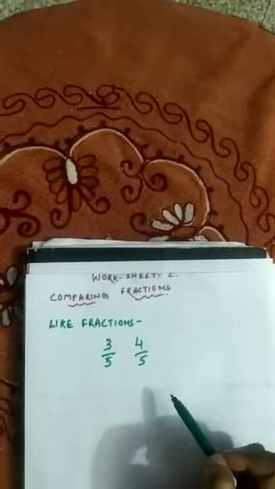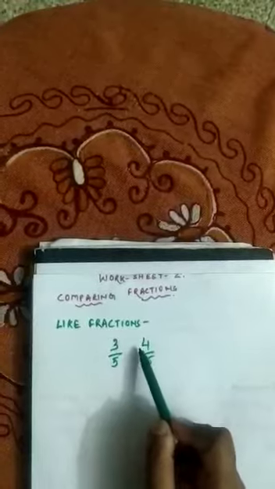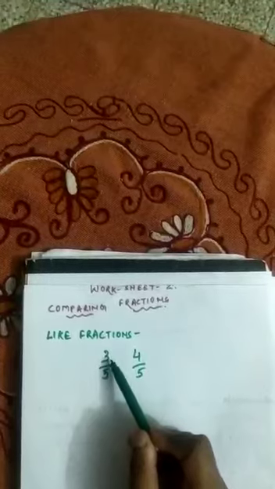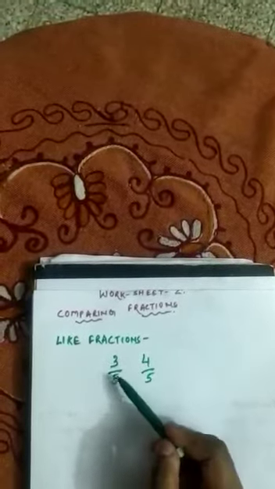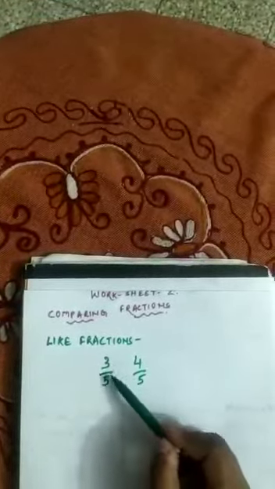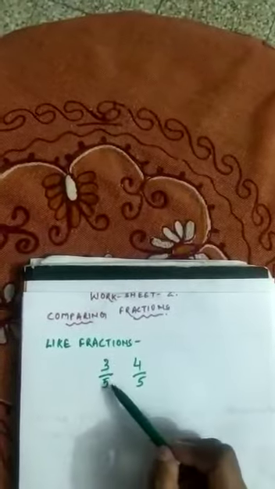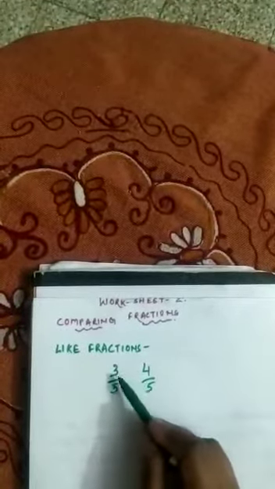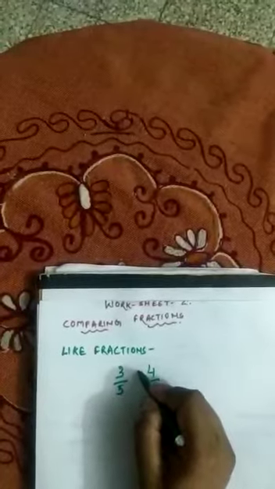So we have to find out how we will compare the like fractions. Very simple. In like fractions, the denominators are same. The greater numerator will have the greater value. If the numerator is greater, then the value of the fractional number will be greater. Here all of you see 3 by 5 and 4 by 5. The denominator 5 and 5 is same, and the numerators are 3 and 4. So 4 is more than 3, it means 3 is less than 4. So I will give this less than sign.